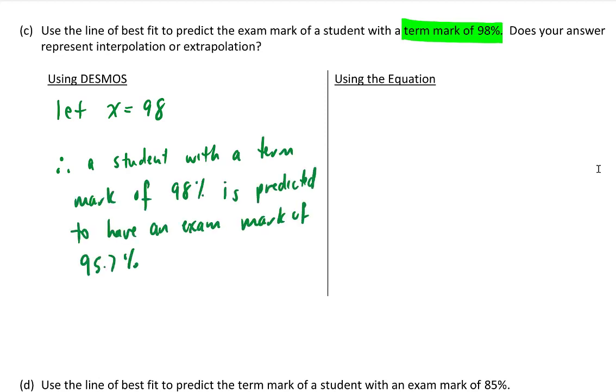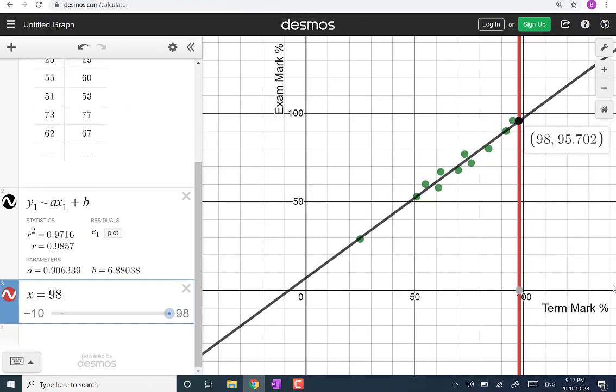Does your answer represent interpolation or extrapolation? So let's go back to our graph. Notice that point is just outside our range of values. It's close to it, and if you look at our table of values, there's no one with a term mark above 95, so 98 is above our data set of values, so therefore this is called extrapolation.